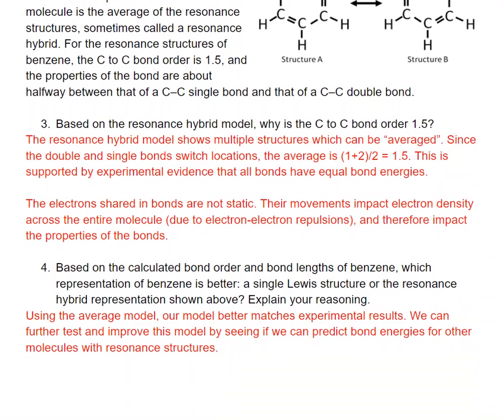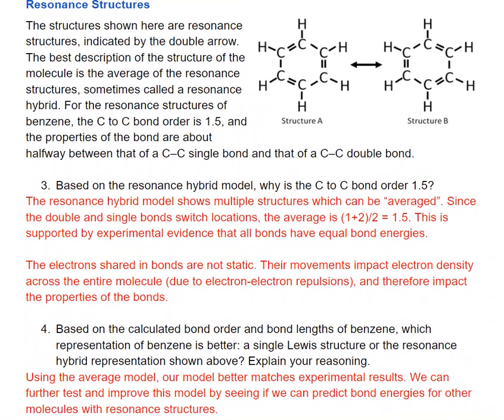So based on that resonance hybrid model, why is that carbon-to-carbon bond order 1.5? So the resonance hybrid model shows multiple structures that can be averaged together. So since the single and double bonds switch location, the average is 3 divided by 2, which is 1.5. This is supported by the experimental evidence that all bond energies are the same.